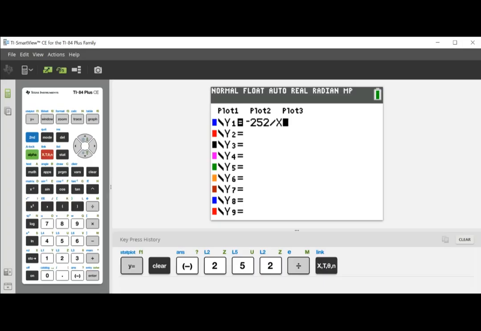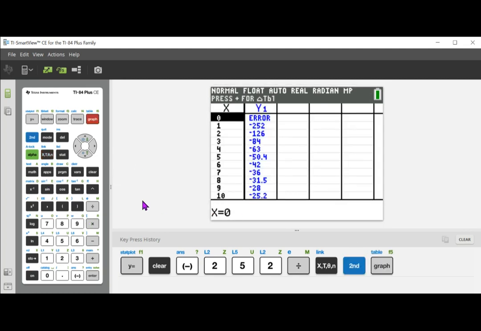Okay, so we are trying to find factors that multiply together to be -252 and add together to be a -9. So I already have my calculator pulled up, and under y equals, I have typed in -252 divided by x. So again, negative button is the button next to the enter sign. It's like a negative with parentheses around it. And then the X button is next to that alpha key. So I'm going to hit second and graph to look at what my factors could be.